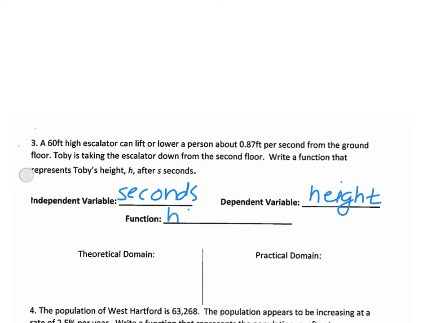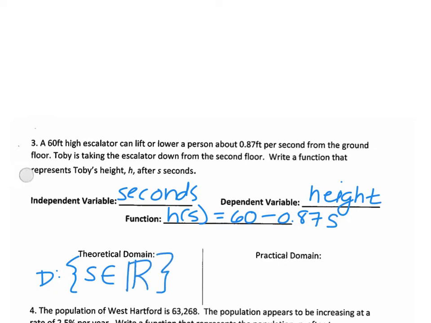So my function is going to be h of s equals, I start at 60 feet, and then I decrease by 0.87 feet per second. So theoretically, I'm not breaking any of those math rules. There's no division, there's no roots. So s can be any number theoretically. But in practicality, there's no such thing as negative time. So I'm going to start my domain at 0. And then the furthest I can go on this escalator is until I get on the ground.